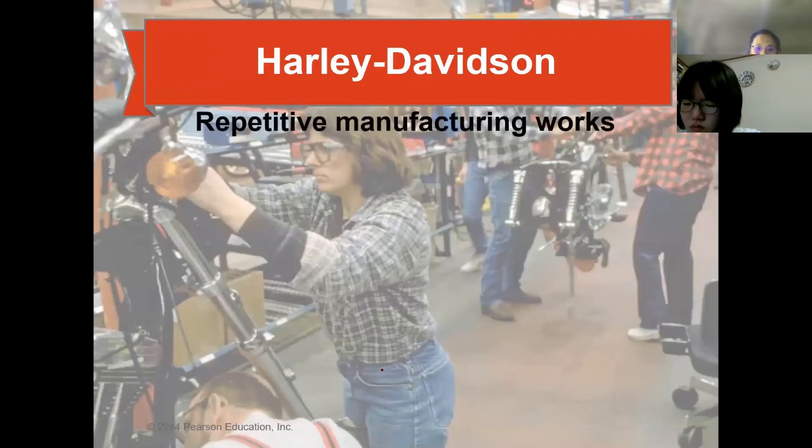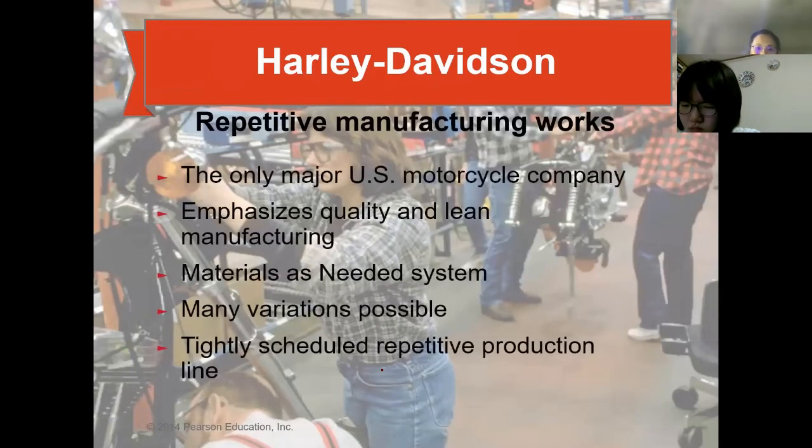Harley Davidson is producing motorcycles. It is one of the major US motorcycle companies. And it uses the so-called repetitive strategy. The first strategy is so-called repetitive. Repetitive means repeating. It's like making cars. Making cars is actually repetitive.